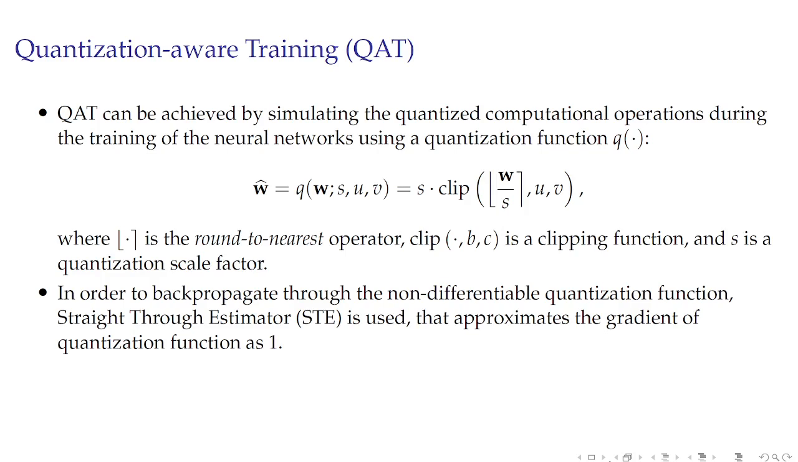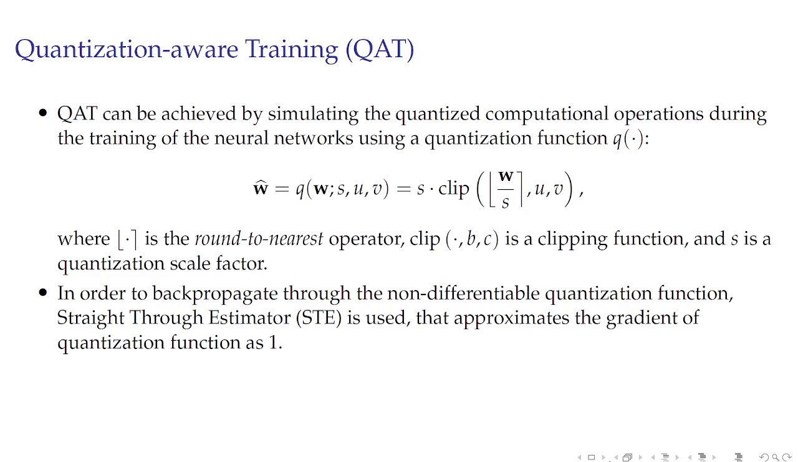Quantized networks can be achieved by embedding quantization functions to quantize weights as well as activations. The quantization function involves a rounding function, which is non-differentiable. In order to backpropagate through the quantization function, the STE approximator is generally used. STE approximates the gradient through the quantization function as identity.